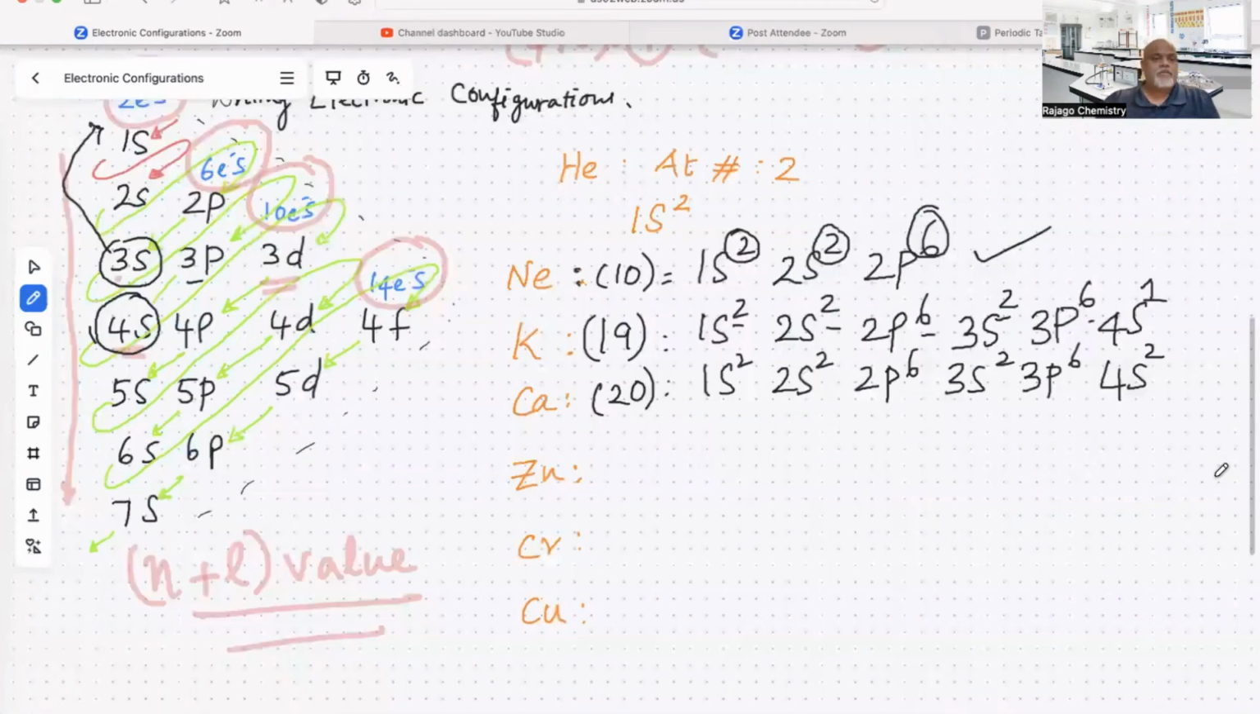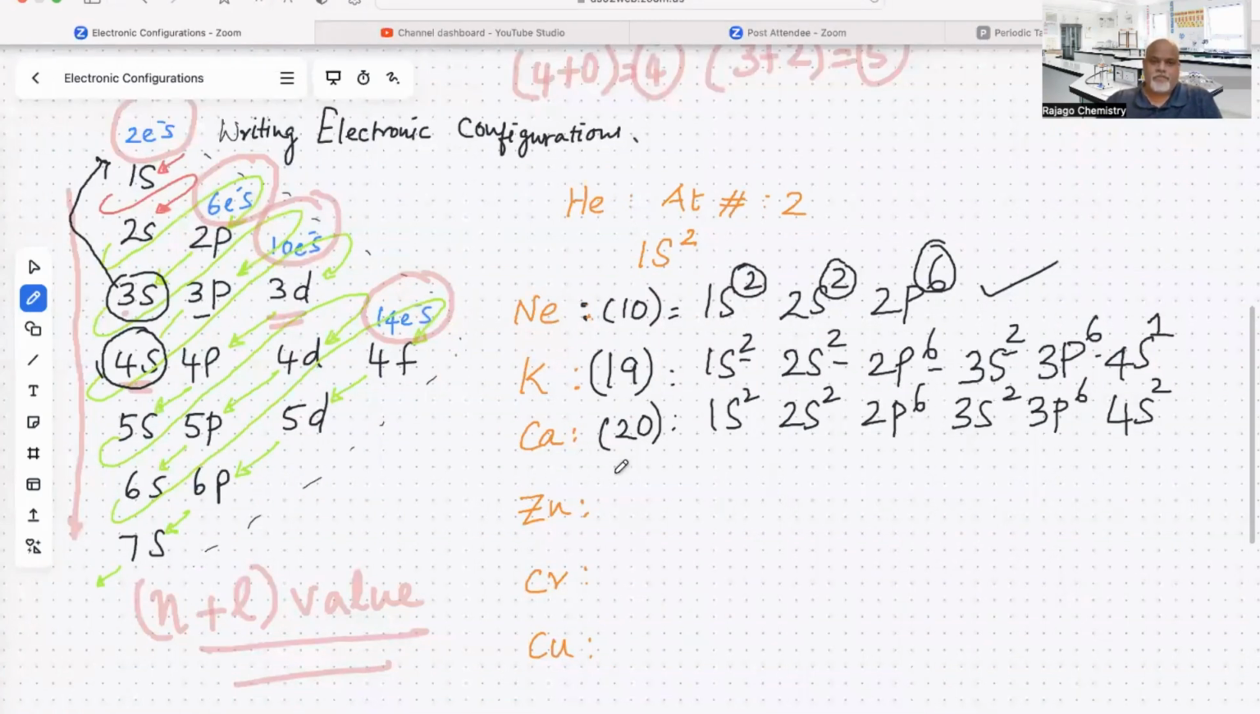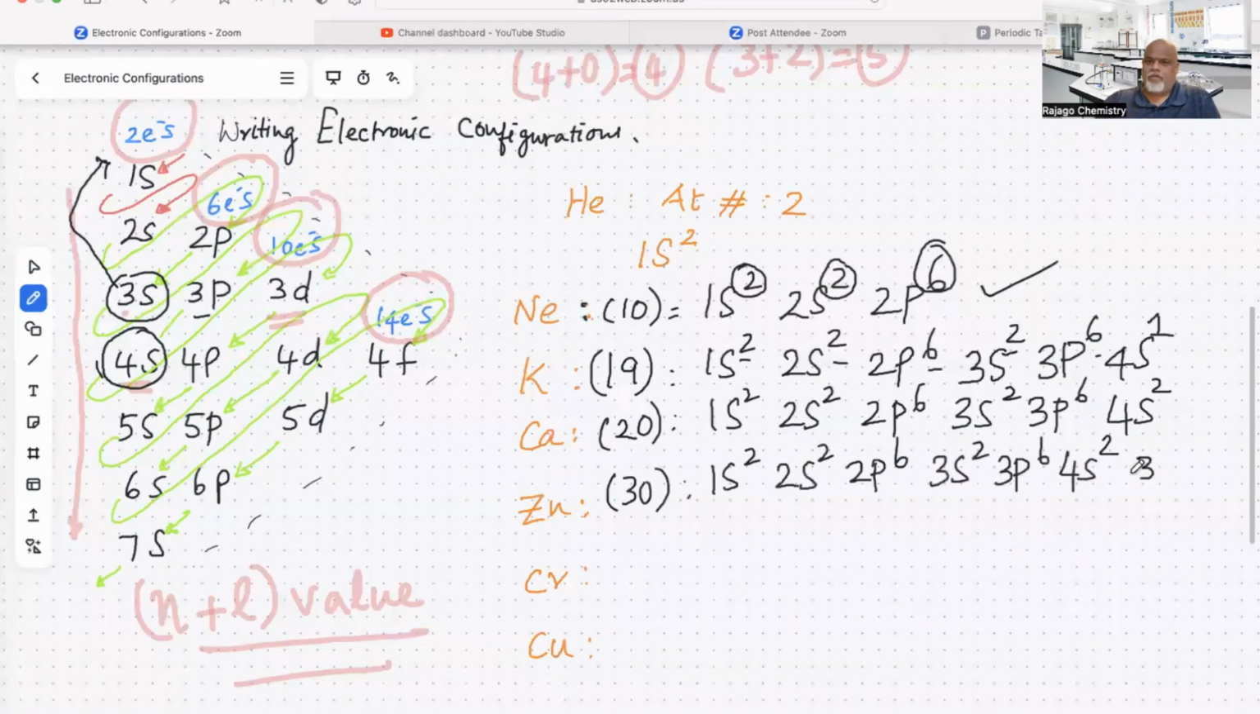If it is zinc, 30, 1s2, 2s2, 2p6, 3s2, 3p6, and I know 4s2 is 20, and at 3d, how many electrons can I hold? 10. So 20 is done. I need 30. I'm going to write 3d10.